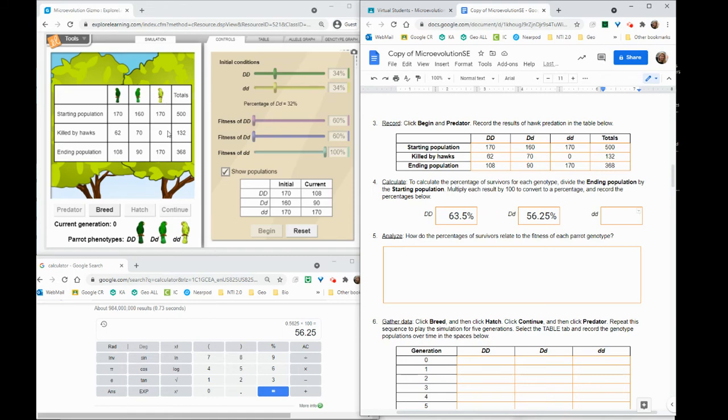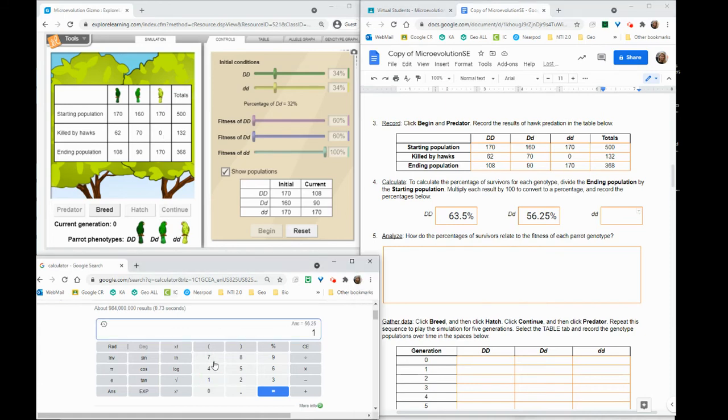You may have had 1 or 2 that were killed by the hawks. If you had more than 2, double check and make sure that your numbers are appropriate here, that you set this the way that it told you to set it. You may have had 1 or 2 that were killed by the hawks, though, because camouflage is very useful, but it is not a guarantee of survival.